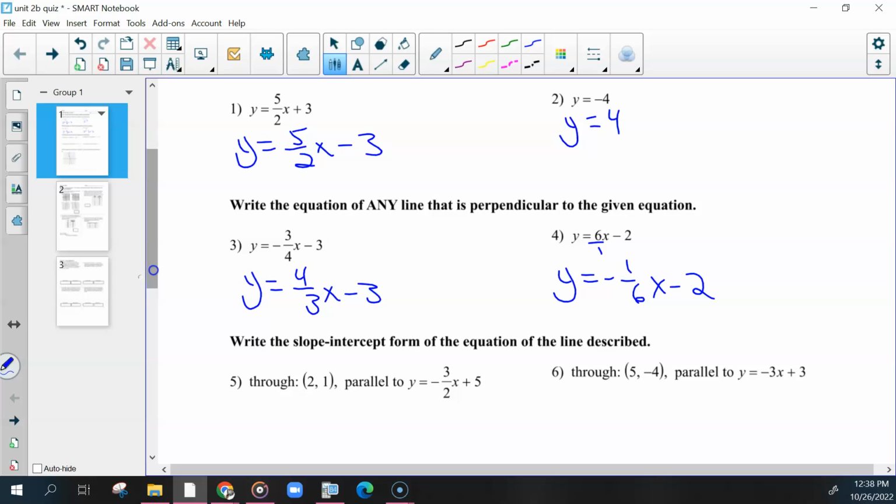Each of those were worth 1 point, getting the correct slope, and then having either a different y-intercept for the first 2 or just a y-intercept. Questions on those 4?